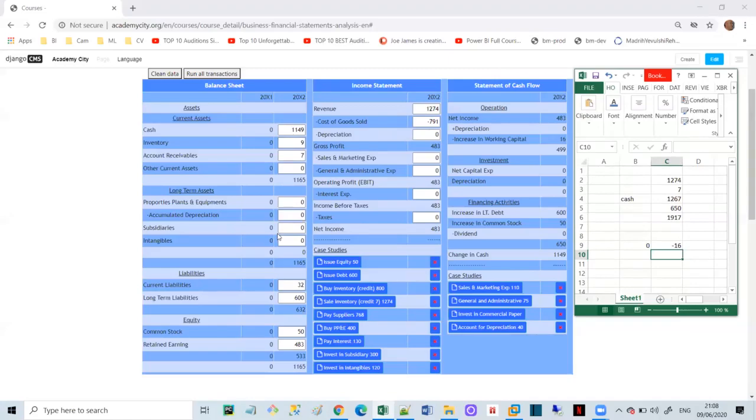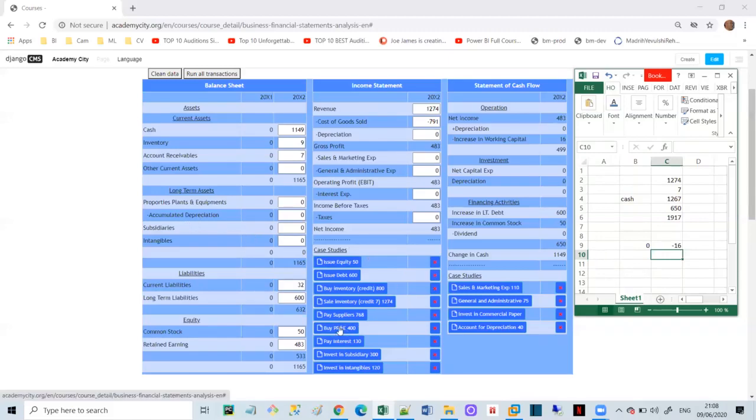Let's see the next one. Now we're buying, by the way, can you guess what will happen if I'm just going and buying some equipment? It would go in machinery. A long-term asset, property, plants, and equipment. Exactly. I will use some cash. If I'm paying in cash, I'm not taking any credit. So my cash will go down. On the other hand, my assets and long-term assets will go up.